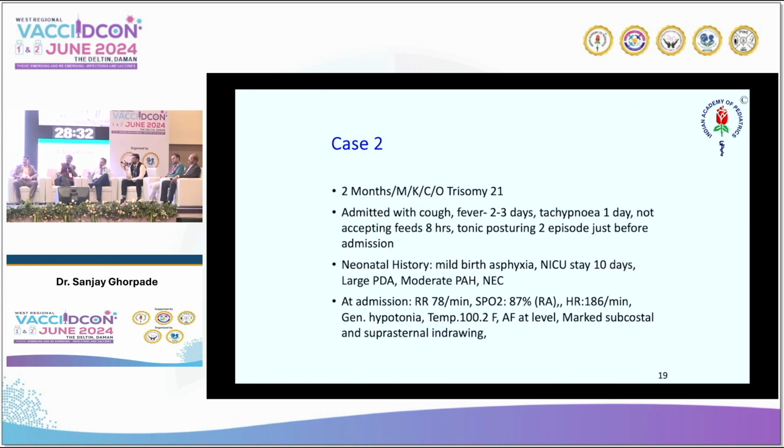Coming to case 2, to the pediatric pulmonologist as well as pediatric infectious specialist, Dr. Jayanta. This is a 2-month-old with trisomy 21, admitted with a history of cough and fever for 2 to 3 days. Baby was tachypneic, not accepting feeds, with tonic posturing, 2 episodes. Neonatal history: mild birth history was there. Large PDA was there. On admission, child was tachypneic, saturation at room air was 87%, there was tachycardia, general hypotonia, and marked subcostal indrawing.